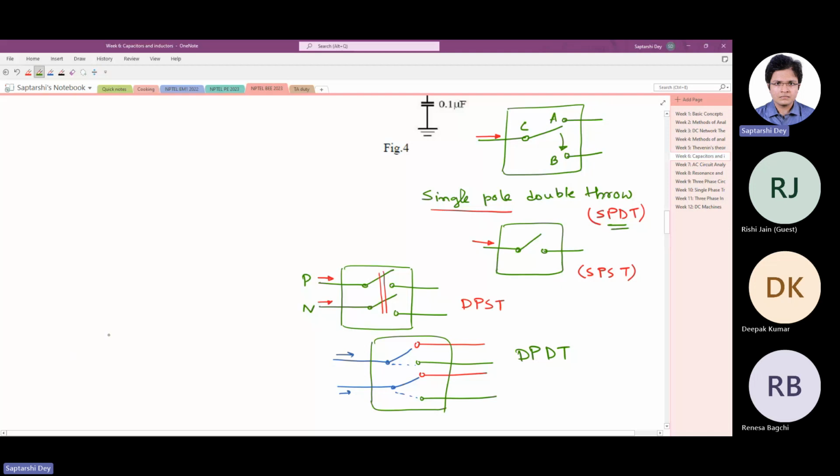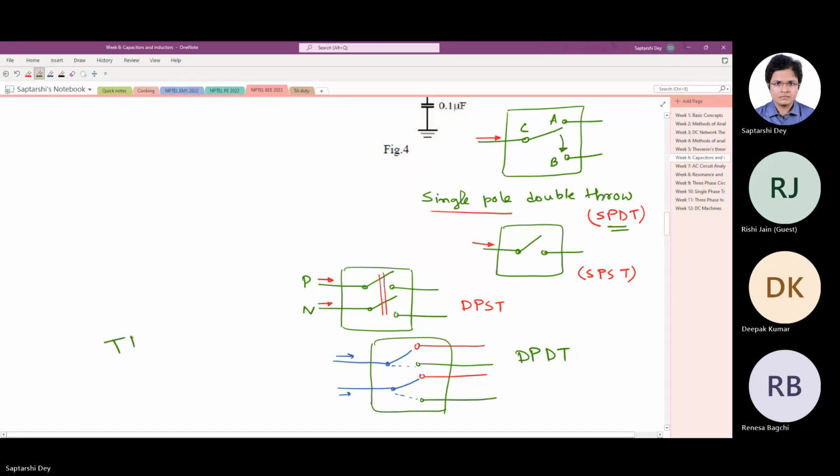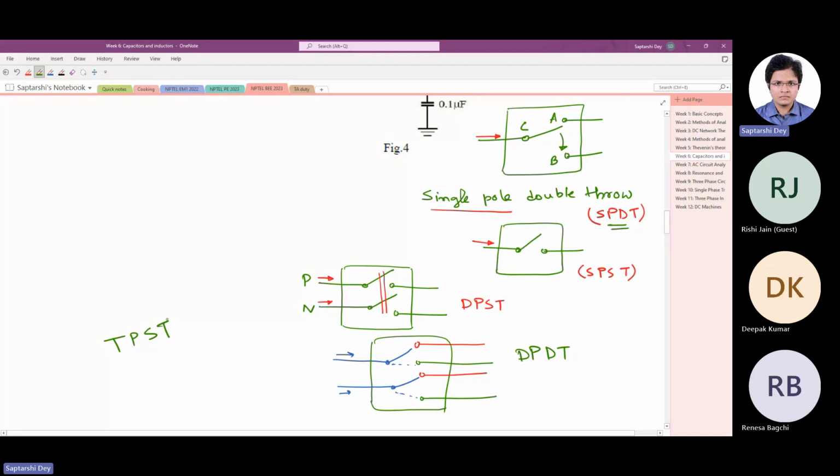Similarly, you can have triple pole single throw switches. Triple pole single throw switches are there in three-phase MCBs. Three-phase circuit you will study in this course only. Maybe the 9th lecture is on three-phase circuit or some 9th or 10th.